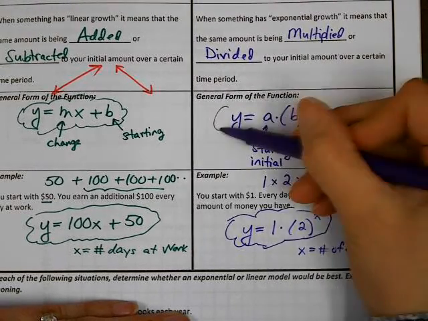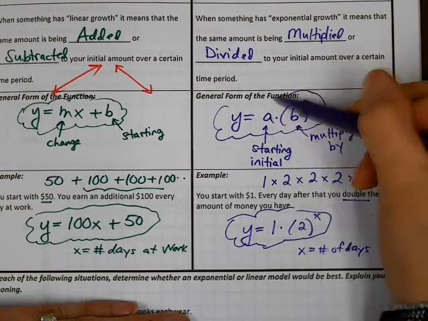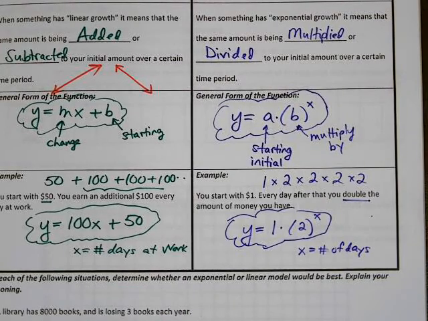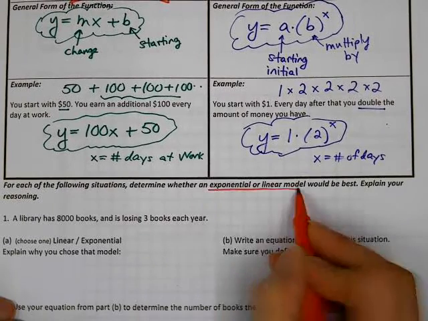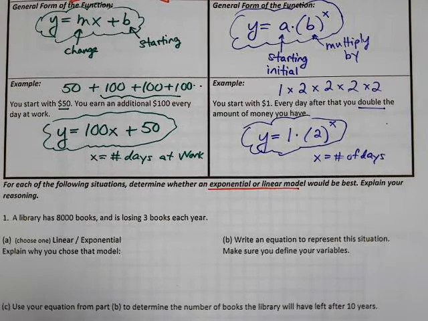Here's the formula that we have to learn for exponential if you're multiplying or dividing. I'm going to walk you through a couple of examples. Hopefully it starts to make sense. We have to read the situation, decide whether it's exponential or linear, and then explain why.